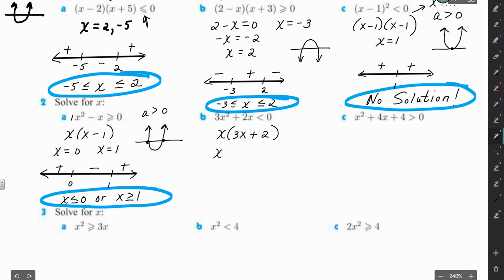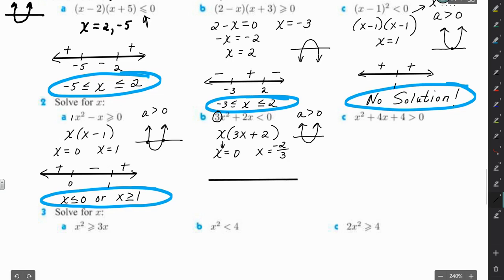Solve for x. Right. With this quadratic, the value of a is 3. It's greater than 0. It's going up. We have two intercepts. There's our rough sketch of our graph. Let's draw our sign diagram.